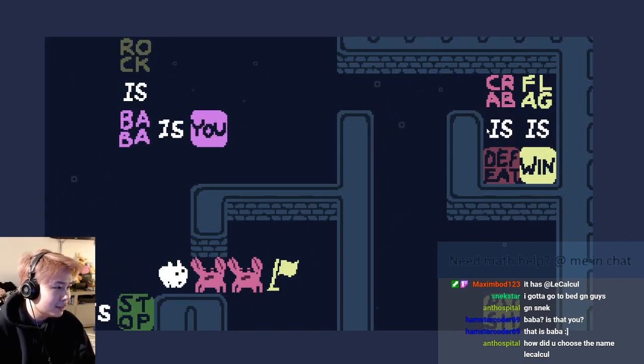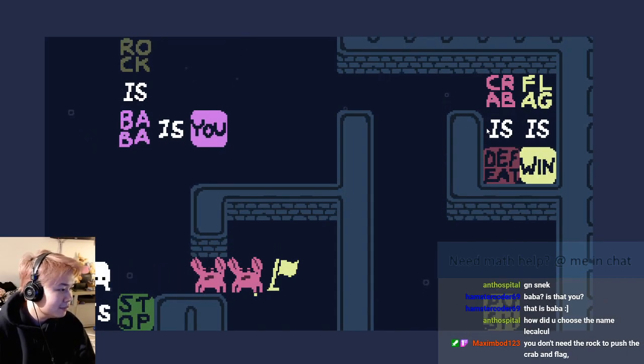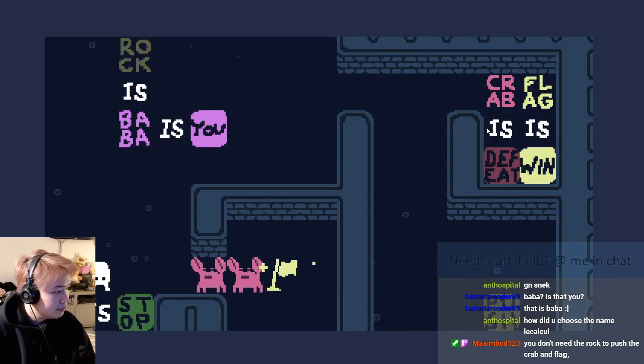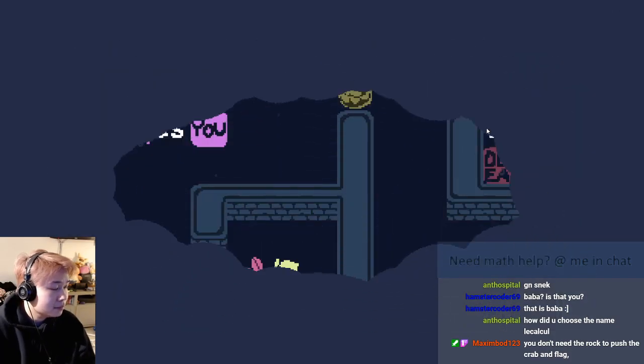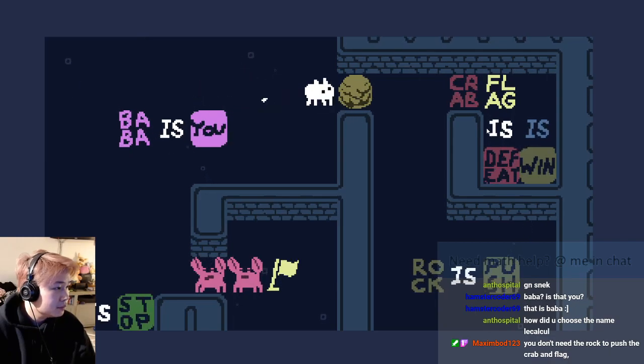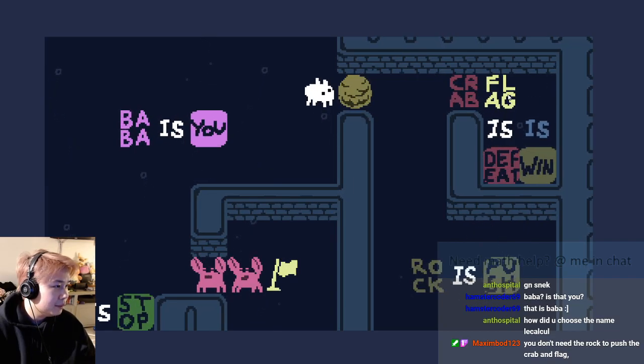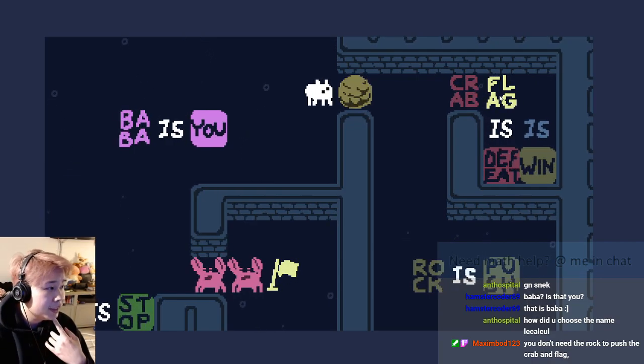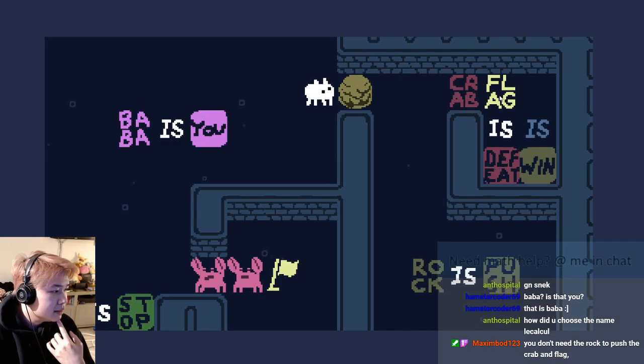Oh, and I don't even... Oh, the crab doesn't even go away? Shoot. Oops. So maybe I don't want to push this rock over here. But then I don't really see how I can make the win condition without also making the crab be defeat. Maxime says you don't need the rock to push the crab in the flag.